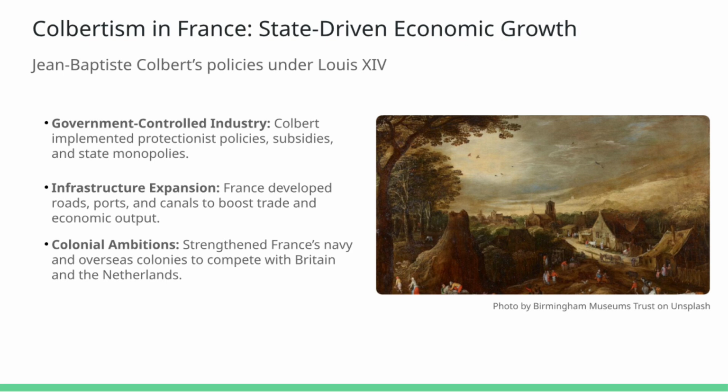Colbert's policies, known as Colbertism, were rooted in government-controlled industry. He believed that for France to become an economic powerhouse, the government needed to protect its industries, subsidize key sectors, and establish state monopolies. This was the very definition of economic nationalism: France first, everyone else second.